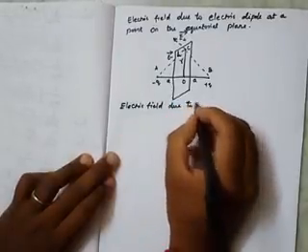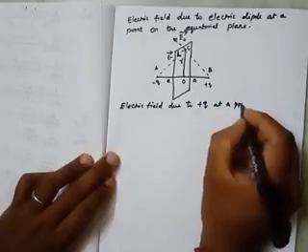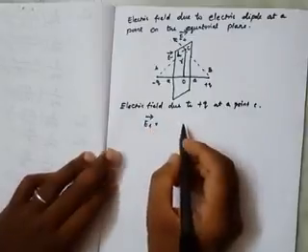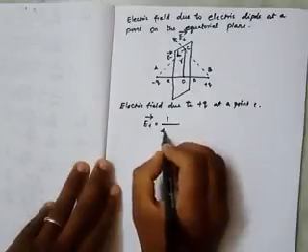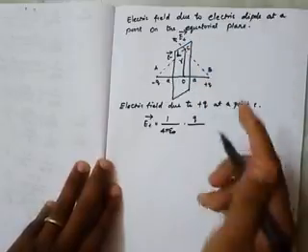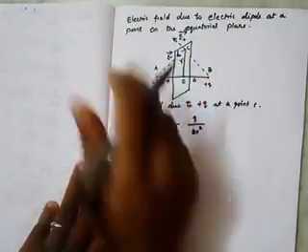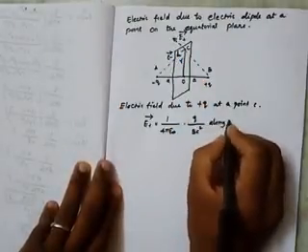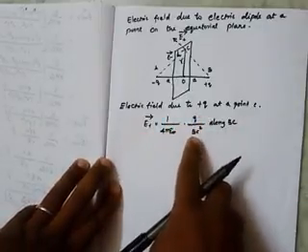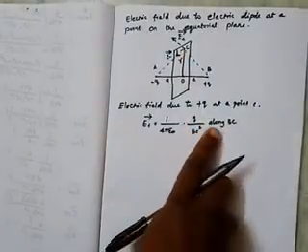due to plus q, due to the positive charge at point C. E plus vector is equal to, you know the formula, 1 divided by 4 pi epsilon naught, q divided by distance. The distance is BC square and it acts along BC. So you can write E plus vector is equal to 1 divided by 4 pi epsilon naught, q divided by BC square, along BC.